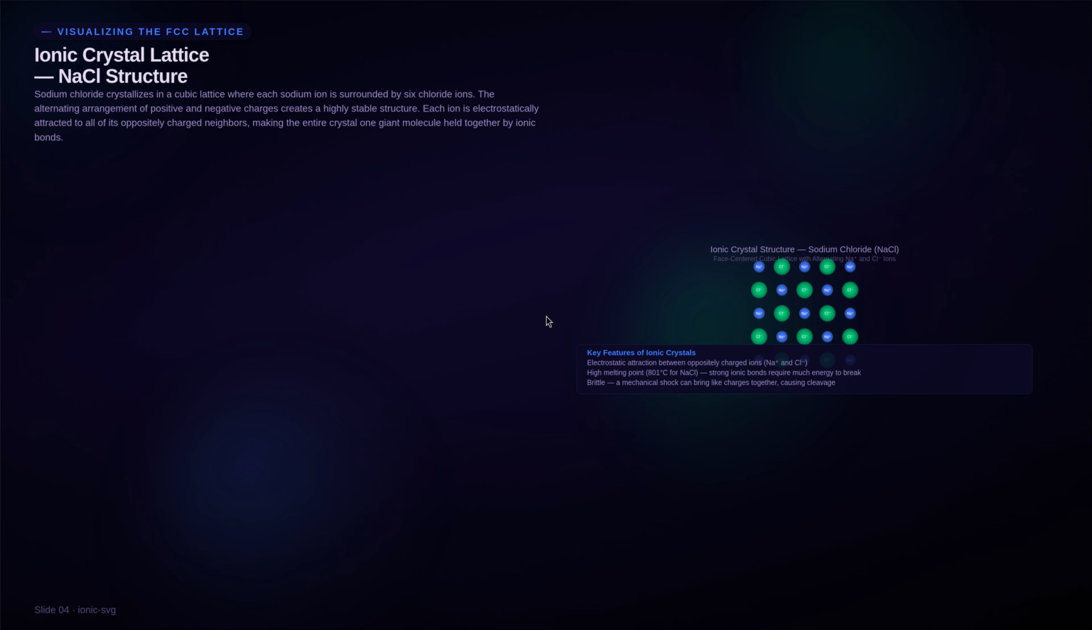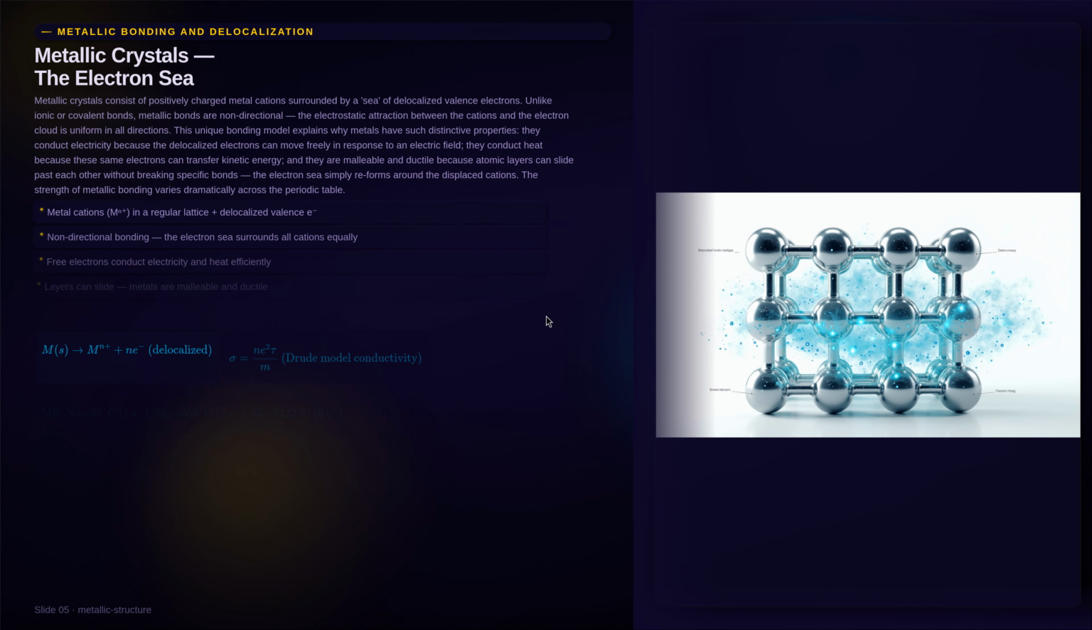The blue spheres represent sodium cations, and the green spheres represent chloride anions. They alternate in a perfect cubic pattern. Each ion is electrostatically attracted to all of its oppositely charged neighbors, making the entire crystal one giant structure held together by ionic bonds. Metallic crystals consist of positively charged metal cations surrounded by a sea of delocalized valence electrons.